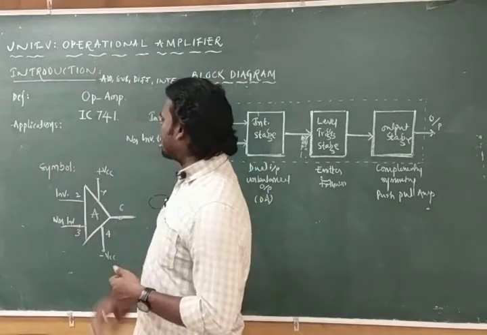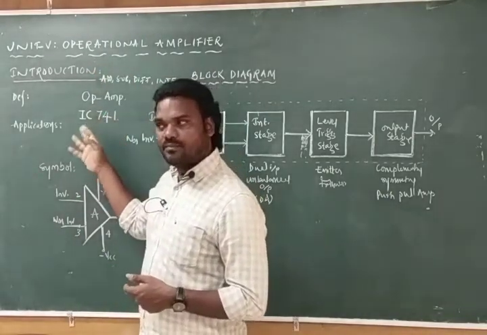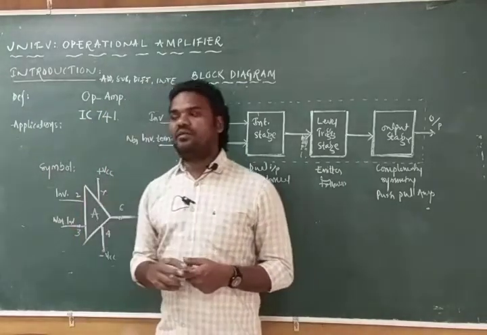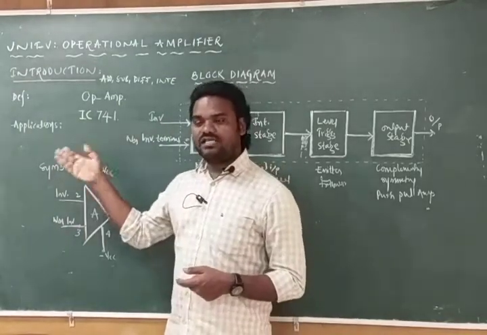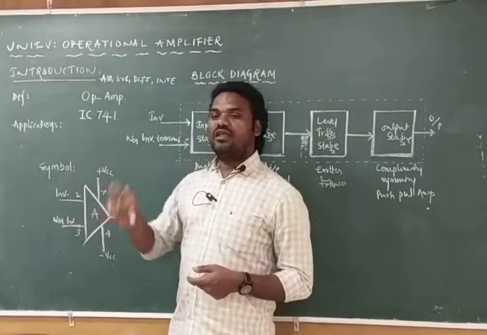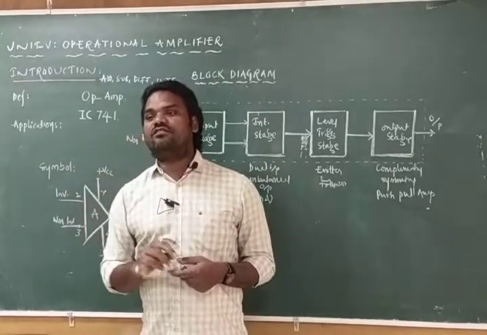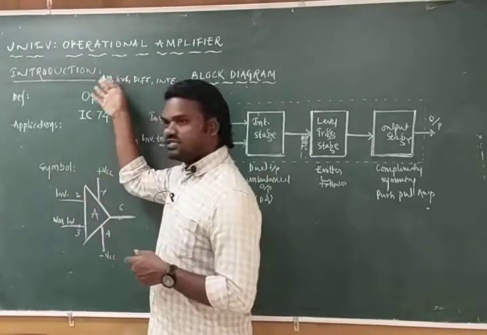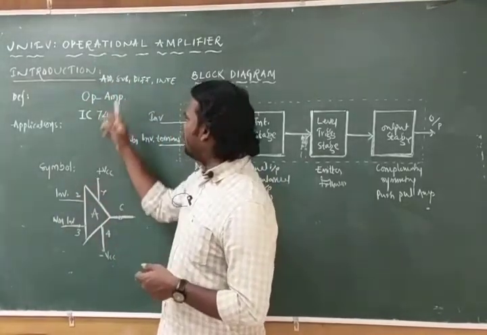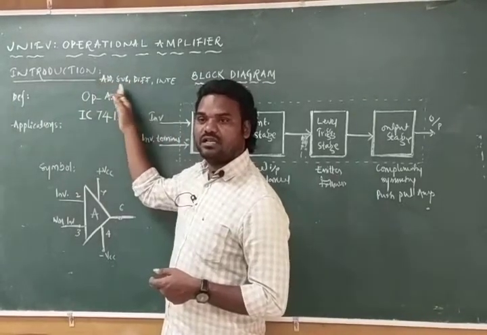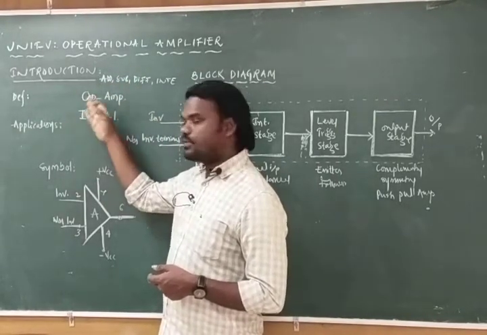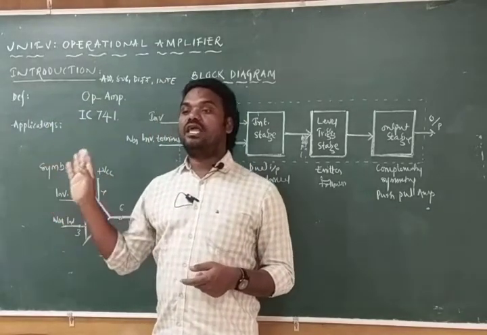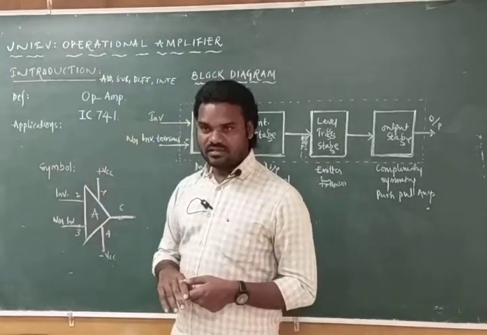This is about the introduction, and the short form of operational amplifier is op amp. We get this op amp in the form of an integrated circuit. What is the IC number? IC741. Whenever you see the IC741, you should understand that it is an operational amplifier. It is an op amp that can provide addition, subtraction, integration, differentiation, and it can be used in oscillators, in voltage regulators, and in filter circuits. You should understand all these things.